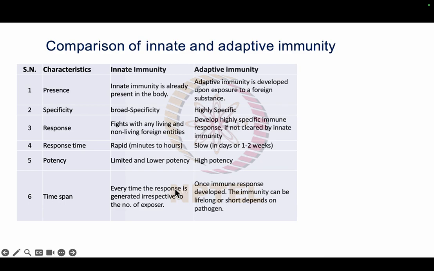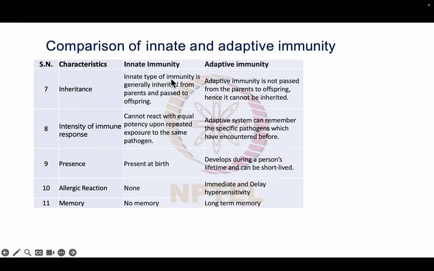Time span: for innate, the response is generated every time irrespective of the number of exposures. For adaptive, once the immune response is developed, the immunity can be lifelong or short, depending on the pathogen. Innate immunity is generally inherited from parents and passed to offspring, but adaptive is not passed from parents to offspring, hence it cannot be inherited. Innate cannot react with equal potency upon repeated exposure to the same pathogen. Adaptive system can remember the specific pathogen which it has encountered before.